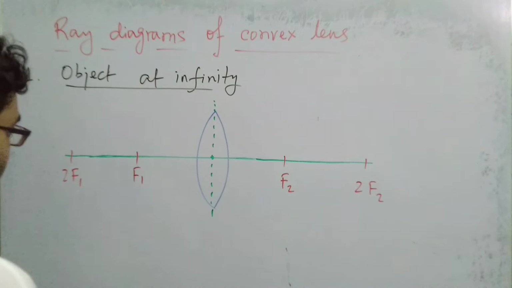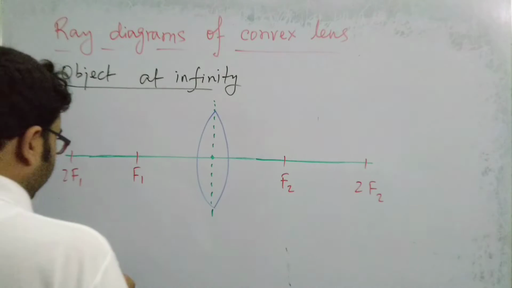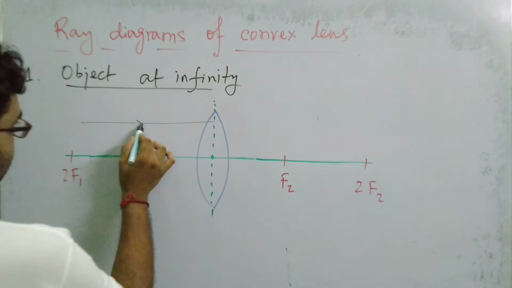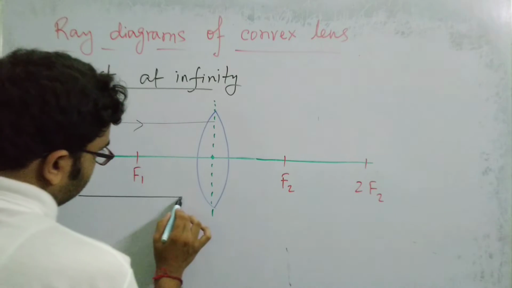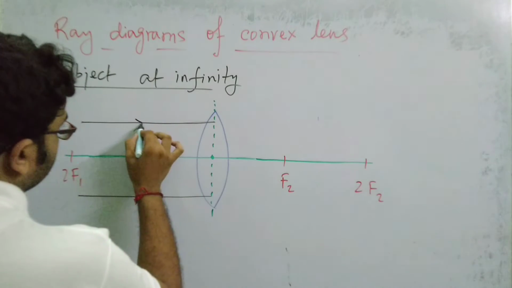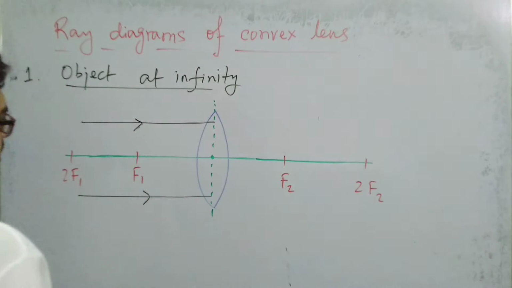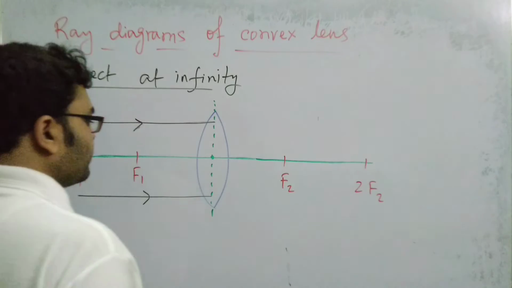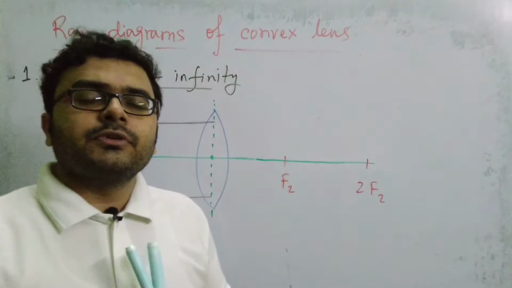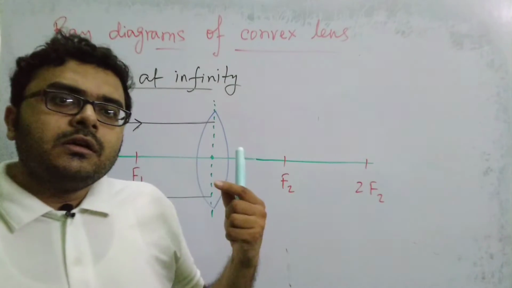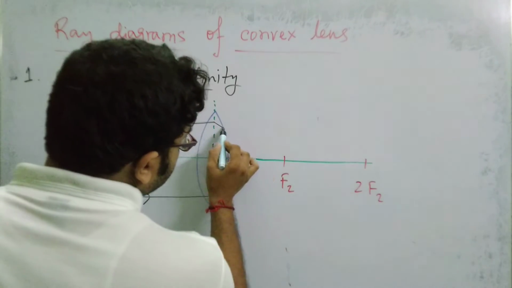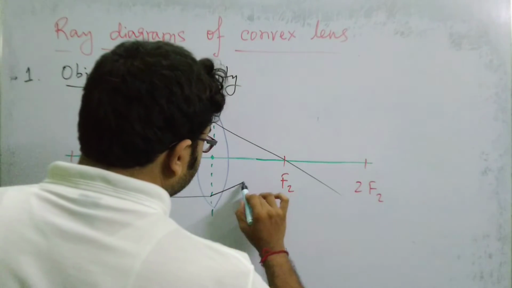Now when the light rays are coming parallel to the principal axis, say light rays are coming like this, one ray; we need to consider at least two rays for drawing the ray diagram. So these are the two rays that I have taken coming parallel to the principal axis. We know what happens when the rays come parallel to the principal axis. You must remember that when rays come parallel to the principal axis, they pass through the focus. So this will pass like this and this will pass like this.